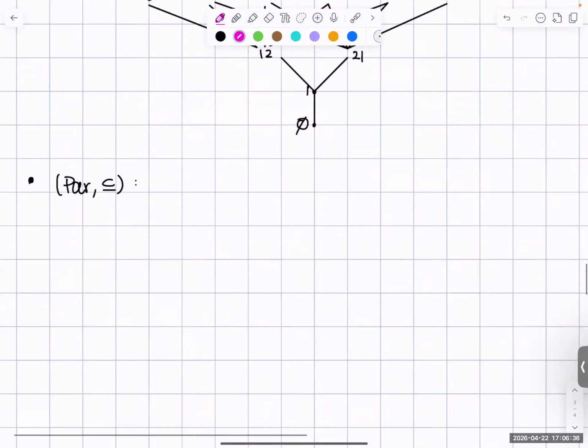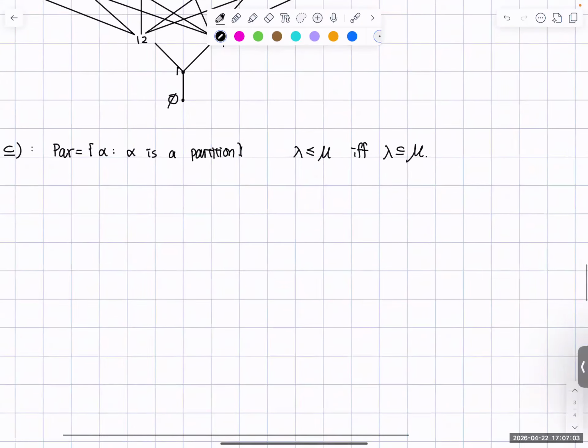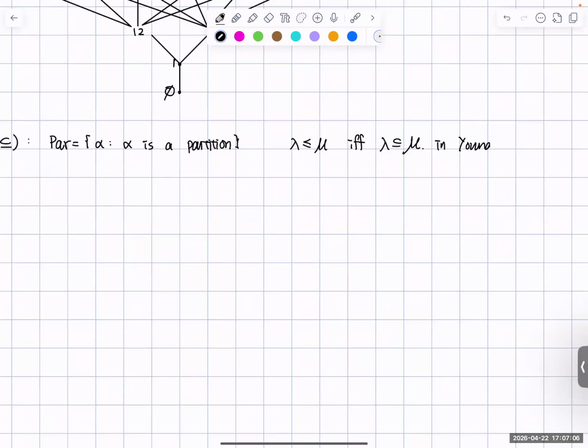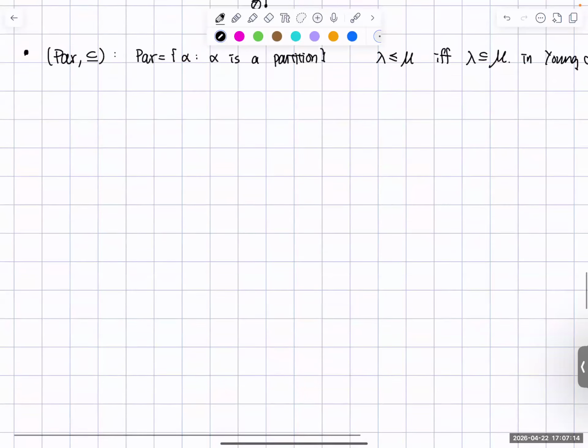And so a partition usually has a Young diagram to draw it. So I will draw the Hasse diagram so you will understand. But anyway, Par is just the set of all partitions. And then lambda is less than mu if and only if lambda is included in mu as Young diagrams. So what is the Young diagram? If you're not in combinatorics or number theory, you may not have seen it, so I'm going to draw it out.